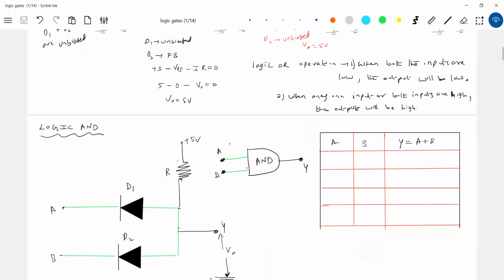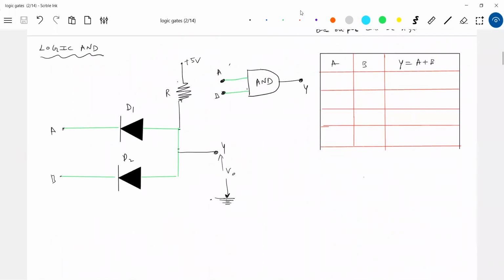Okay, let's come to the logic AND operation.